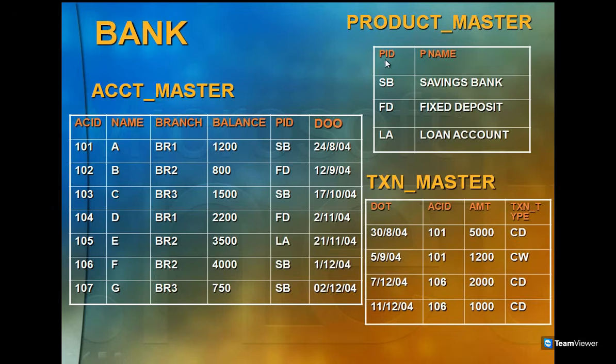And we have another table called the product master table. SB is the product ID, and P name is the product name. SB stands for savings bank, FD means fixed deposit, LA means loan account.